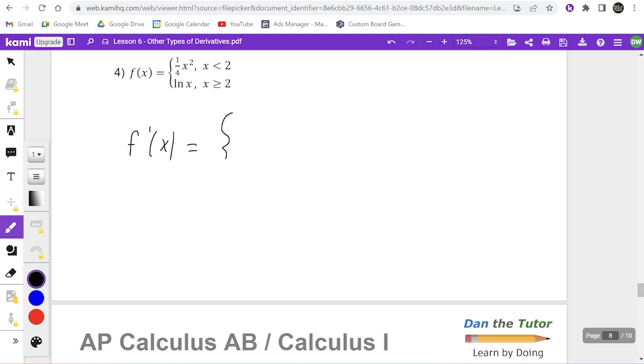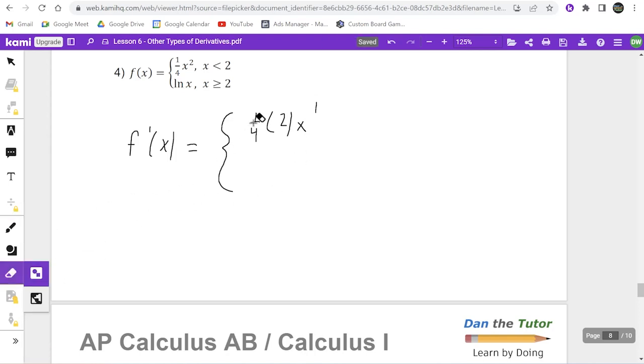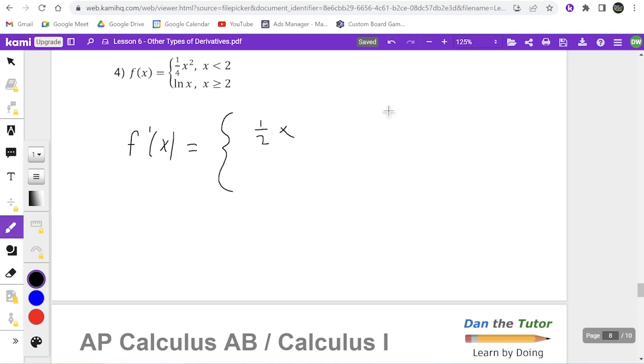So the derivative of the top is 1/4 times x squared. That's going to be 1/4 times the power rule times 2 times x to the first power. I can reduce that if I want. It's just going to be 1/2 x. Literally just 1/2 x. And then that's when x is less than 2. And then for natural log of x, what's the derivative of natural log of x? Does anyone remember from the audience? It's going to be 1 over x. Just 1 over x. And that's when x is greater than 2.